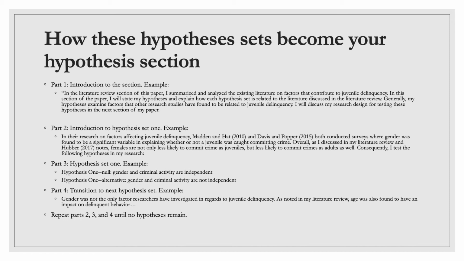Then, after you've stated those hypotheses, you need to transition to your next hypothesis set. So here's an example: gender was not the only factor researchers have investigated in regards to juvenile delinquency. As noted in my literature review, age was also found to have an impact on delinquent behavior. Then you need to repeat parts 2, 3, and 4 from the above until you run out of hypotheses.